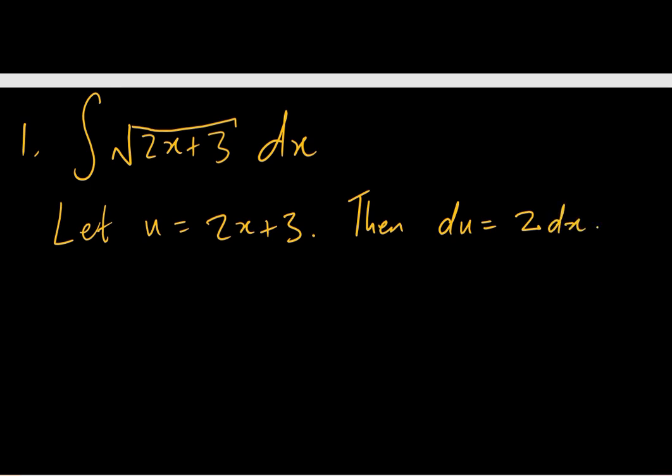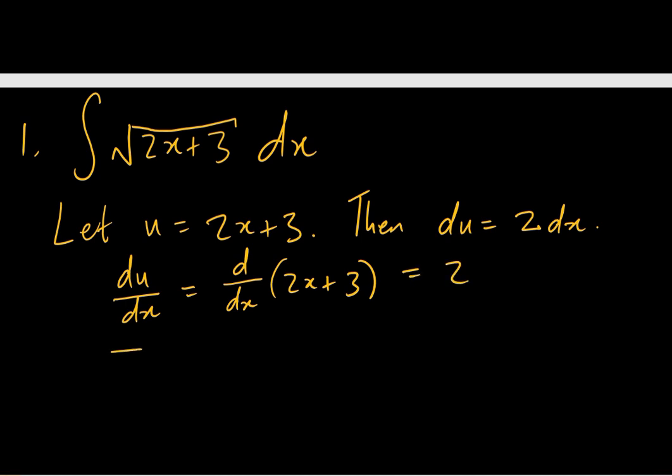If there's a bit of confusion about why it's like this, think of it like this: if you have du dx is equal to d dx of 2x plus 3, which is equal to 2. Then if you multiply both sides by dx, you have du is equal to 2 dx. So that's the reasoning behind this. And if we want to make dx the subject of the formula, we can say dx is a half du.